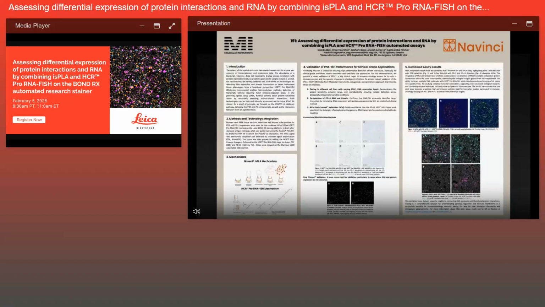We've collaborated with a lot of different partners, including DaVinci. This is actually a poster that we co-presented with them at SITC in Houston last year, integrating the HCR Pro platform with the DaVinci PLA platform.